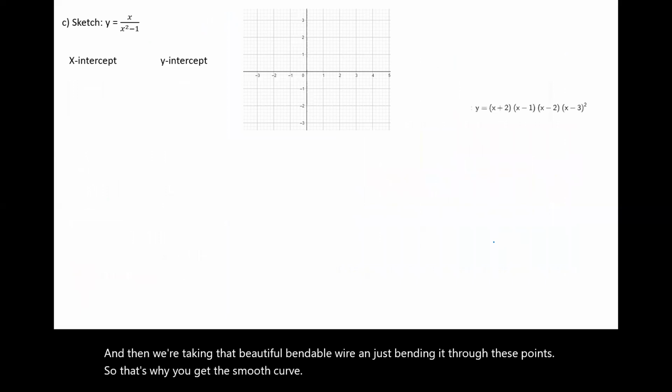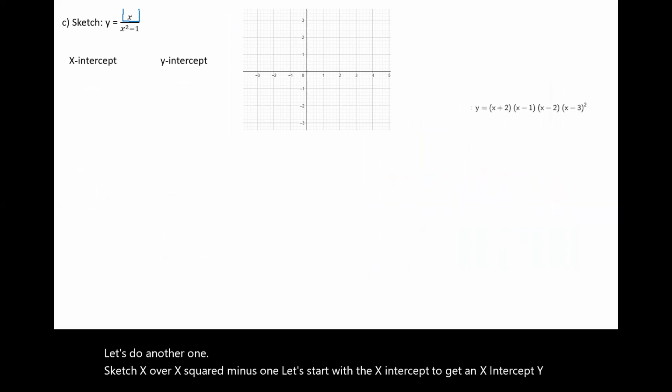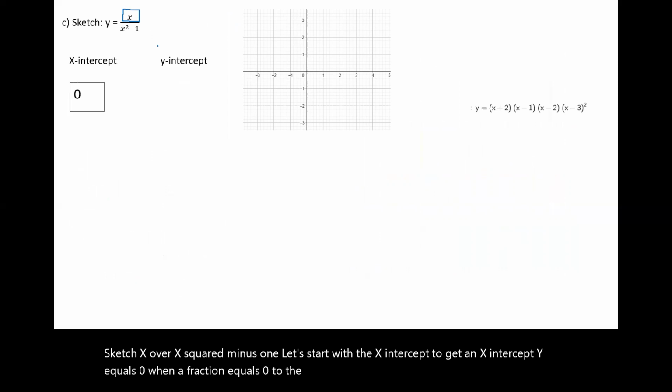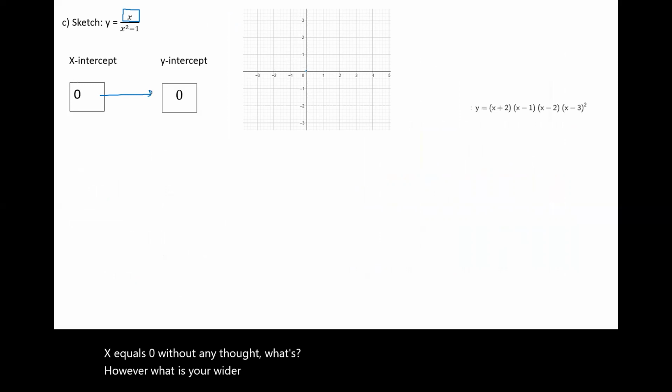Let's do another one. Sketch x over x squared minus 1. Let's start with the x-intercept. To get an x-intercept, y equals 0. When a fraction equals 0, it's the top that equals 0. X equals 0. Without any thought whatsoever, what is your y-intercept? Must be 0, because if x is 0, y has to be 0, and there's only one y-intercept.